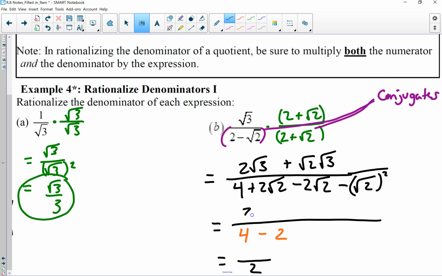I can actually combine those and do the multiplication underneath the root. So 2 times 3 is 6. So when they both have a root, you can actually multiply the root values together.